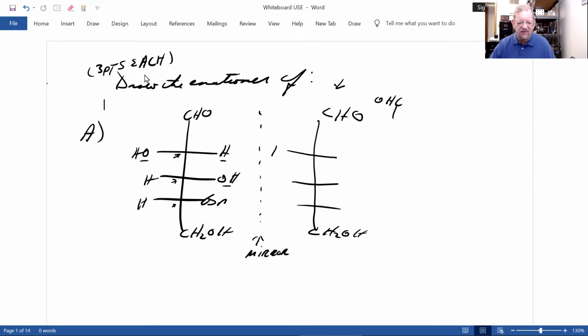All right, hydrogen closest, hydroxyl group farthest away. Next carbon, hydroxyl group closest to the mirror, what's farthest away, hydrogen, that's what you'll see. And finally, bromine closest, farthest away, hydrogen, and that's how you do an enantiomer.